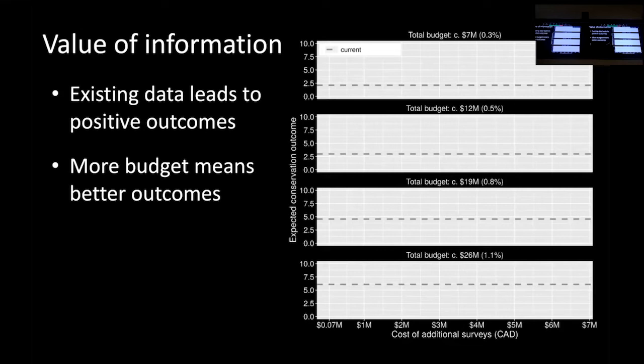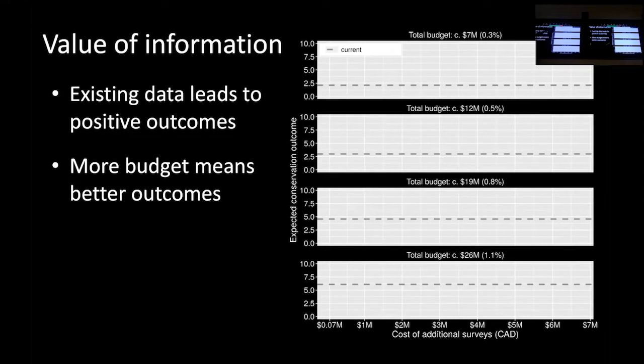So we can calculate something called the expected value of current information. This is how good our conservation plan would be if we only used existing data, and that's represented by these gray dashed lines. Further up on the y-axis, the better our conservation outcome, so the more species we're adequately representing.